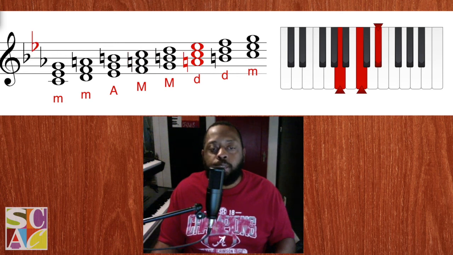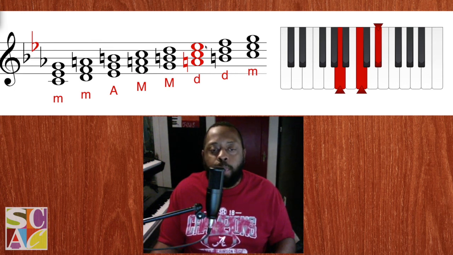Now to the sixth. This is now an A diminished triad. Notice the lowercase d. Let's analyze. From A natural to C is a minor third. From A natural to E flat is the diminished fifth.